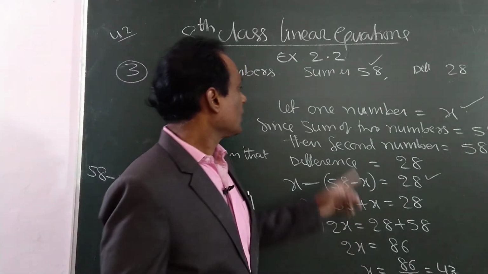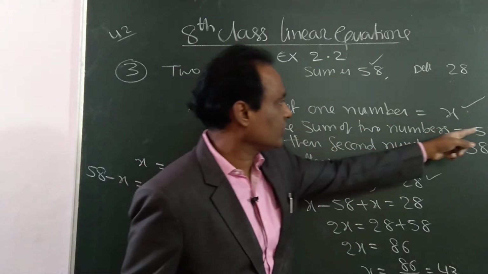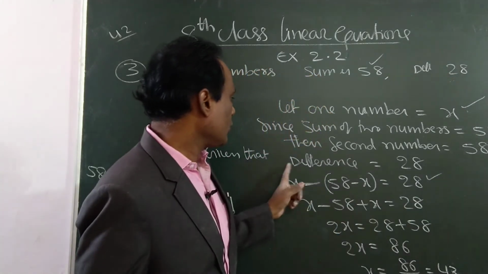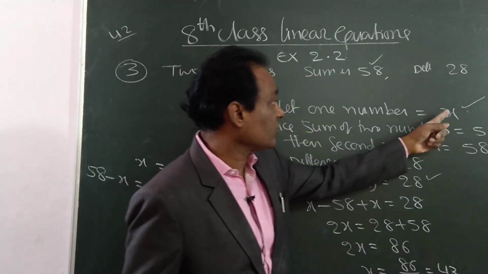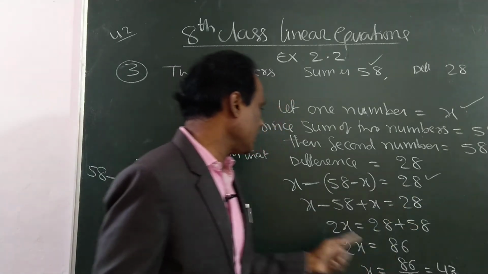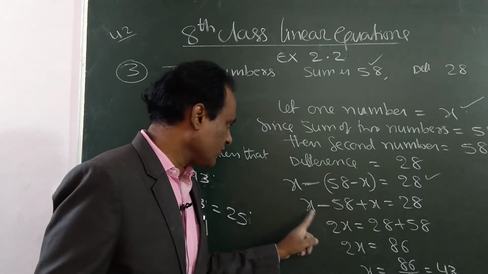Right. Let one number be equal to x, then the sum of two numbers is given as 58, so the other number will be 58 minus x. The difference is given as 28. Difference is this minus this: x minus (58 minus x) is equal to 28. Minus into minus is plus x. x plus x is 2x.